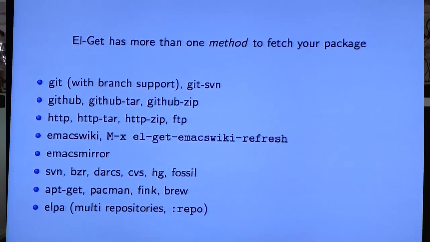And when you do that, all of a sudden you have like 2,000 new recipes to install. And that's it. So I continuously receive new pull requests to add a new Emacs wiki script explicitly as a recipe into ELGET. If you find yourself doing that, just try el-get-emacswiki-refresh. Maybe ELGET will write it for you, actually.